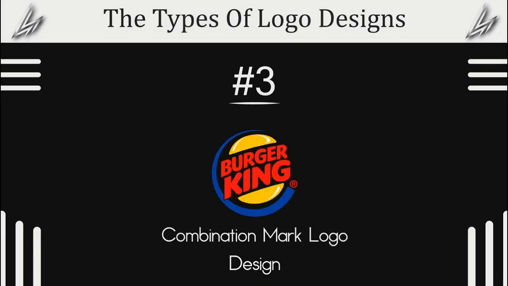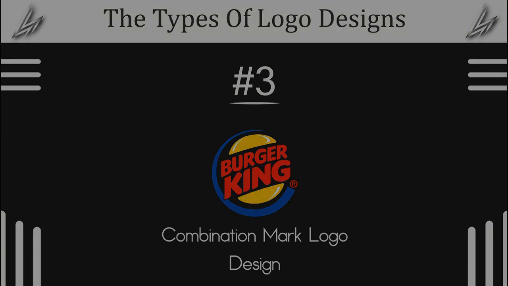Number 3. Combination mark logo design. Combination mark definition. Combination marks are graphics with both text and a symbol, icon that conveys the brand image that you wish to create for your company or organization. Concise text can complement an icon or symbol, providing supplemental clarity as to what your enterprise is all about.